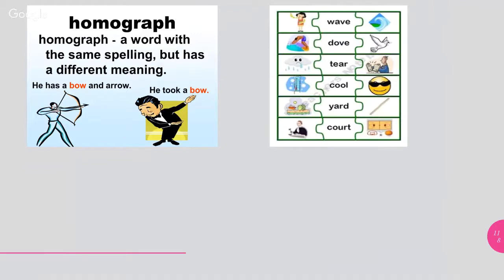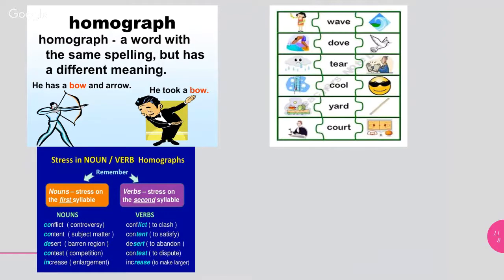Wave, to wave your hand, or a wave of the sea. Dove, past tense of dive. Dove can also be a bird. Tear and tear: tear as in tears from the eyes, and tear as in to rip. Cool, cool: very cool, or also, oh, you look cool, man. Yard can be 1 yard or your courtyard. Court is where judges give their judgment. Court can also be a badminton court, tennis court.